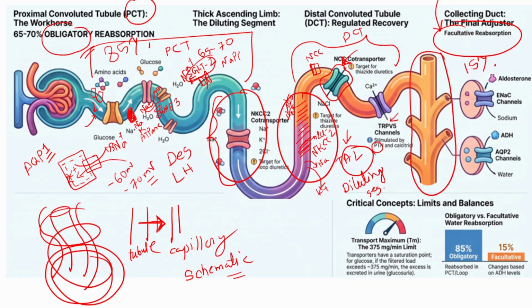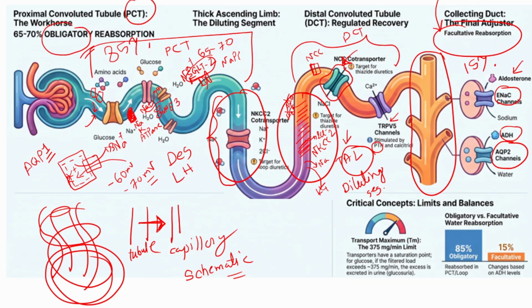Here we locate principal cells utilizing epithelial sodium channels, or ENaC, to absorb sodium under the direct control of aldosterone hormone. To regulate the final 15% of the facultative water recovery, we position intracellular vesicles containing aquaporin 2 channels. When antidiuretic hormone, or ADH, binds its receptor, it triggers the precise trafficking and insertion of these aquaporin 2 channels directly into the apical membrane.